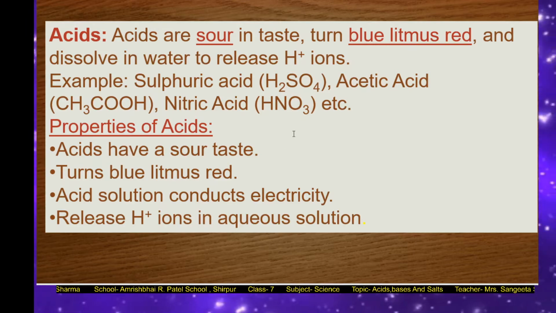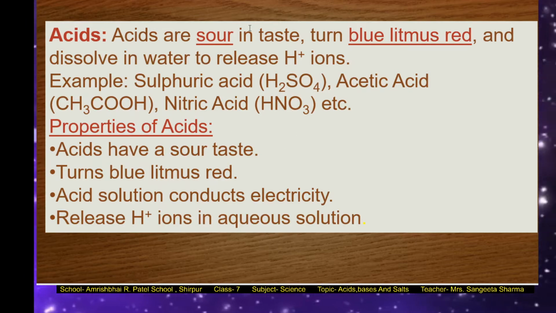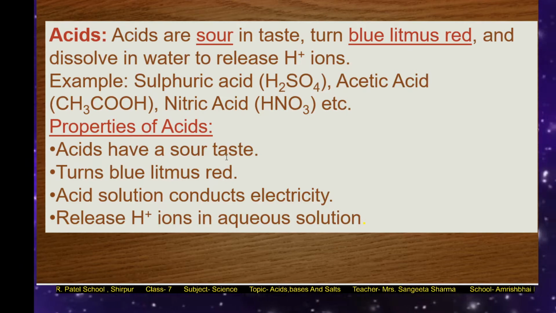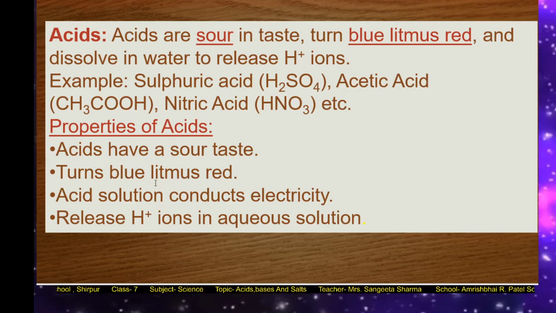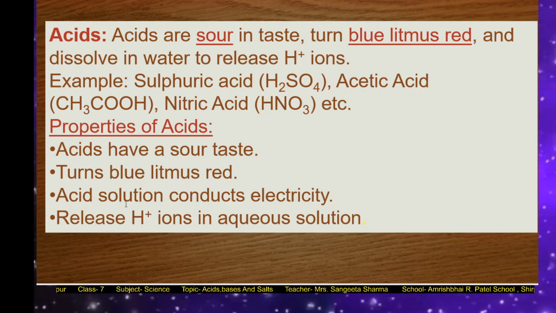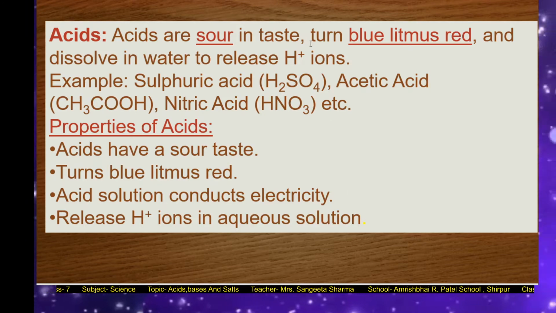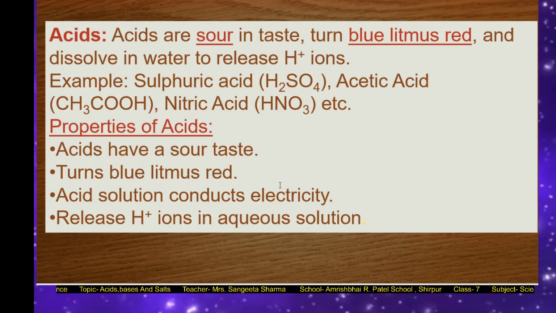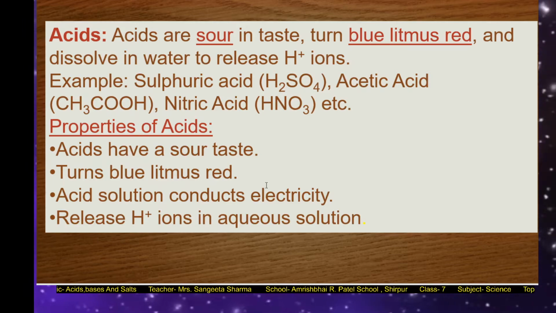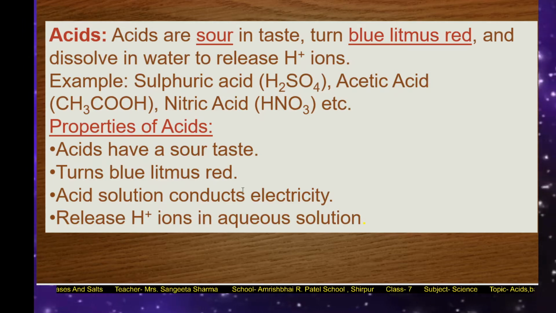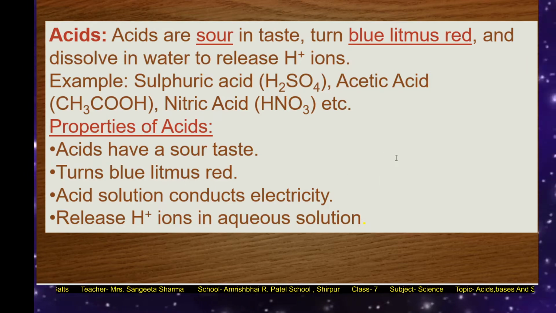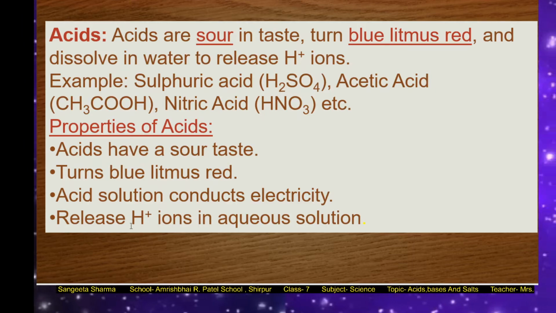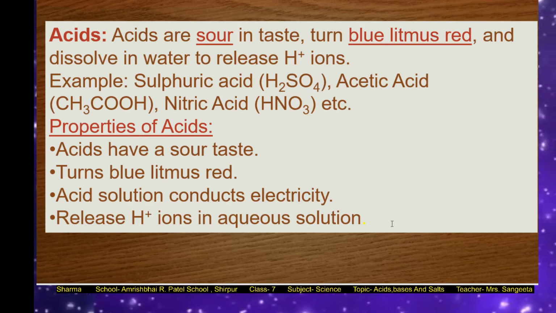Okay. Now what are the properties that we have already discussed? All these properties we have just mentioned here. Acids have a sour taste. They turn blue litmus red. Their solution conducts electricity because ions are present there. Because of the presence of ions, they are releasing ions. So in the solution, ions are present, and movement of ions, that we call electricity. So acidic solution conducts electricity, one of the main properties of the acidic solution, and they also release H positive ions in aqueous solution.